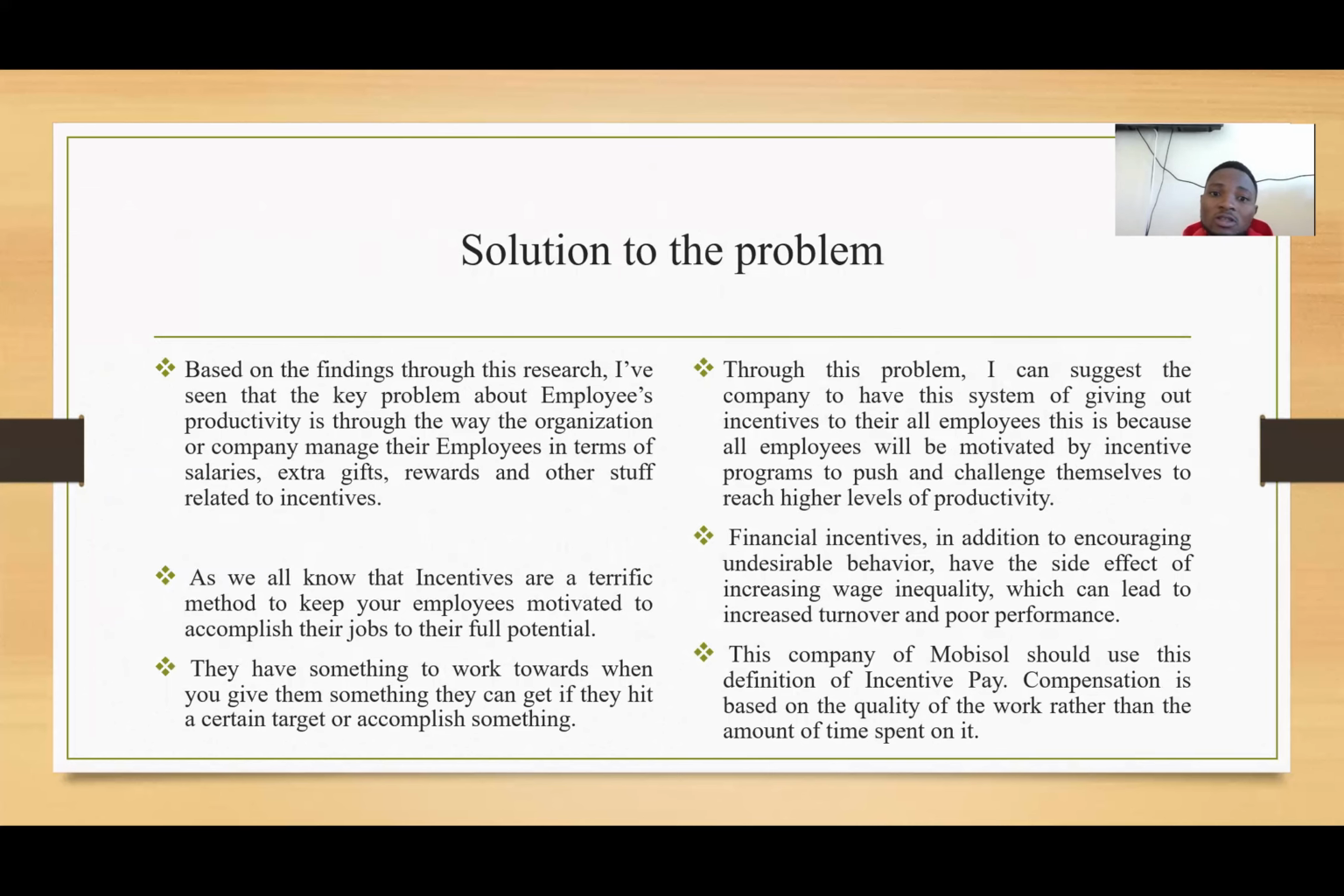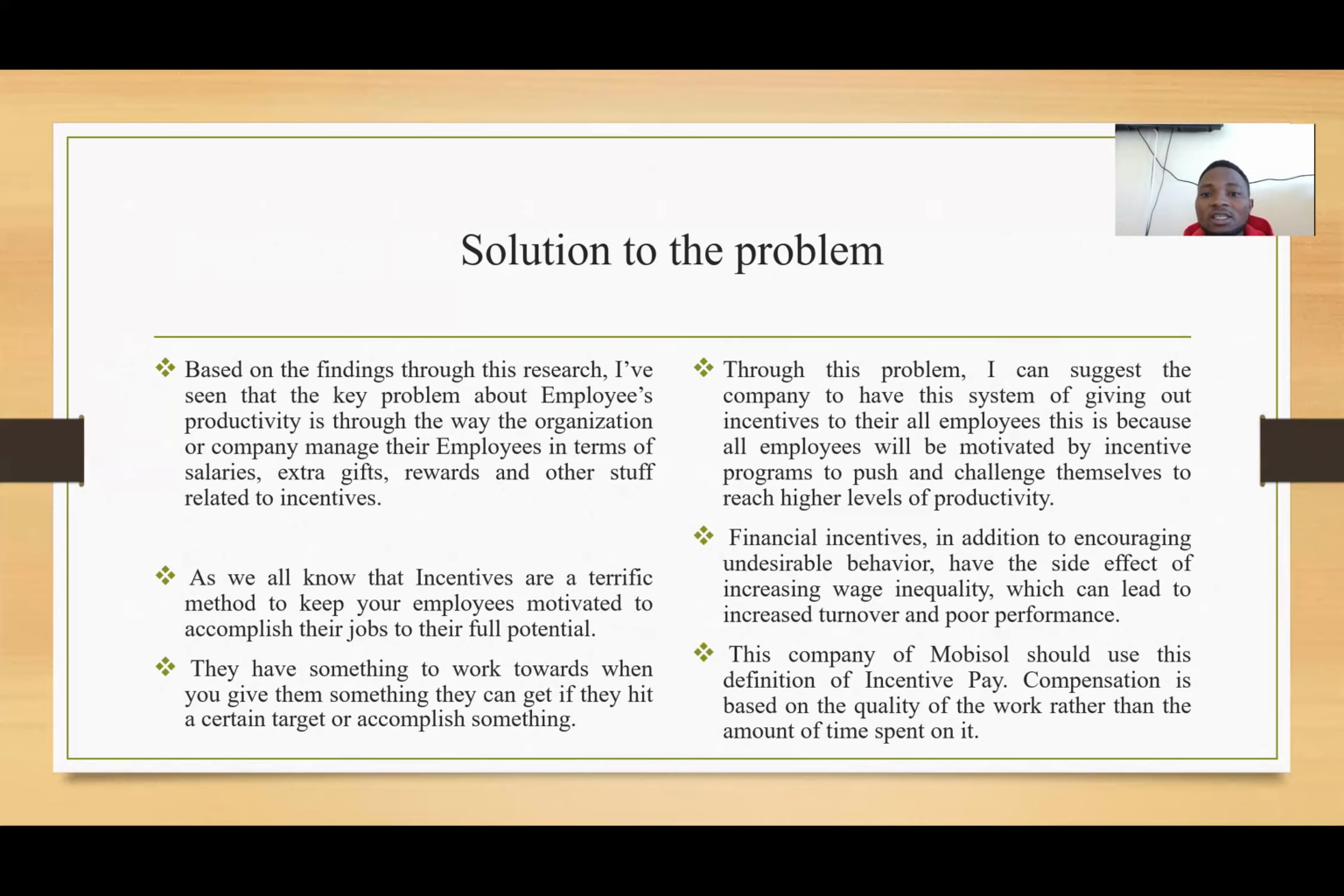Based on the findings of this research, I've seen that the key problems about employees' productivity lie in the way the organization or company manages its employees in terms of salaries, extra gifts, rewards, and also staff-related incentives. As we all know, incentives are a terrific method to keep your employees motivated to accomplish their jobs to their full potential. They have something to work toward when you give them something they can get if they hit a certain target or accomplish something.